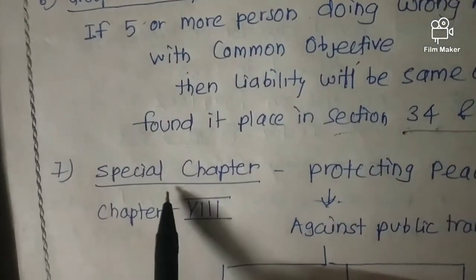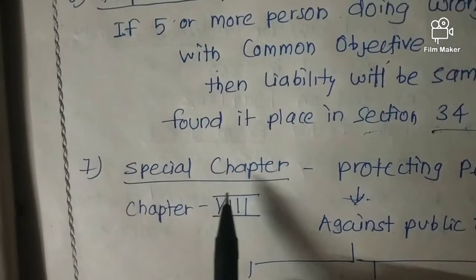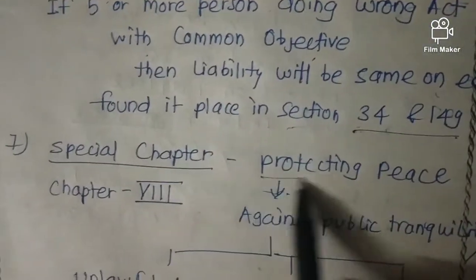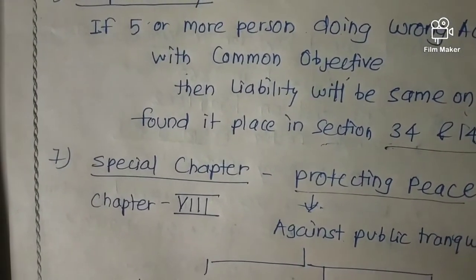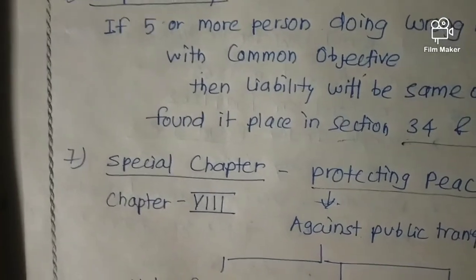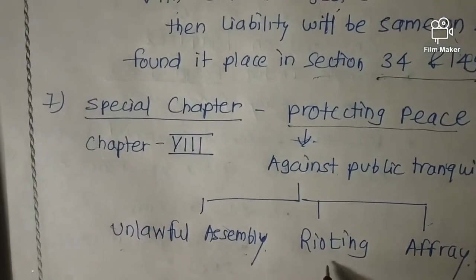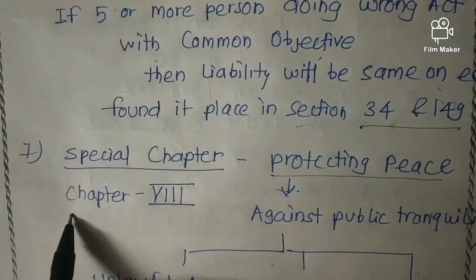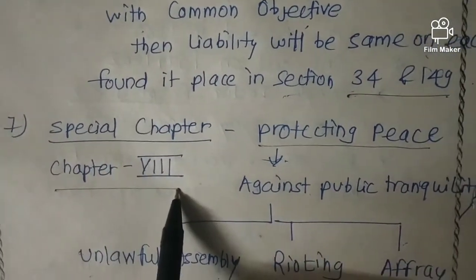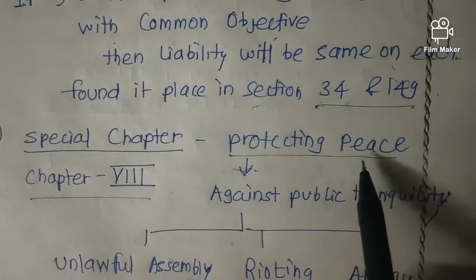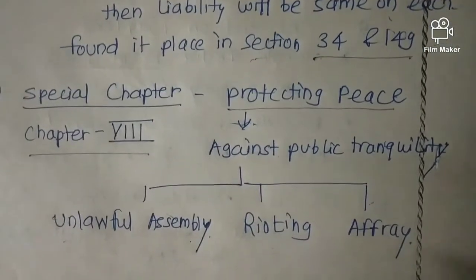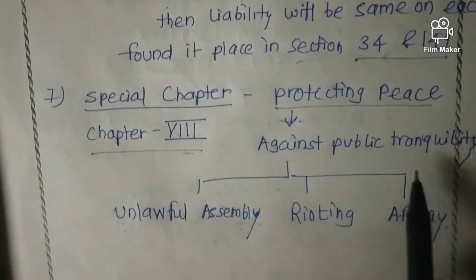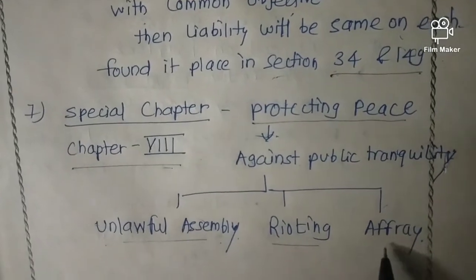Another important point of the Indian Penal Code is that a special chapter is included in the IPC for protecting the peace in society against breaches of public tranquility. In society there might be an unlawful assembly, rioting or affray. To control it, special provisions are made in Chapter 8 of the Indian Penal Code, which contains the offences against public tranquility, namely unlawful assembly, rioting and affray.